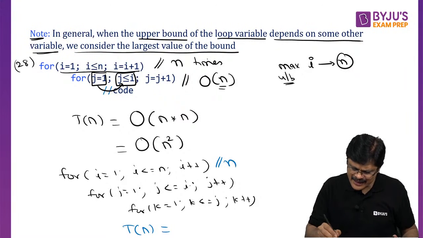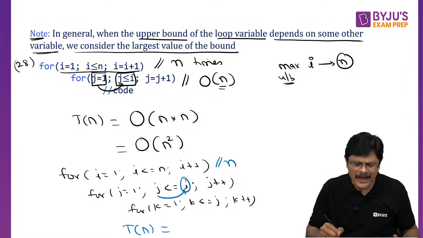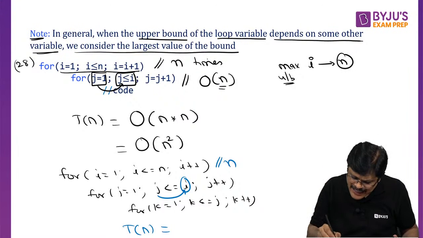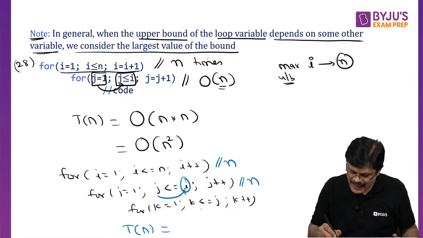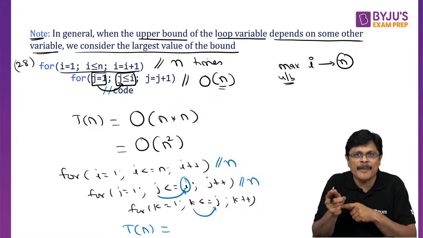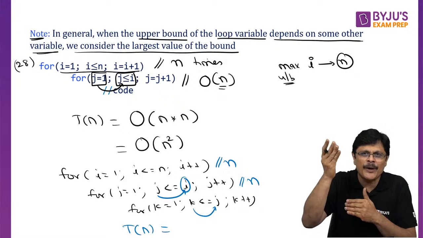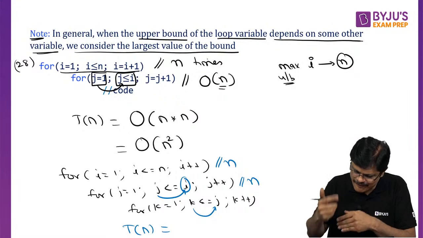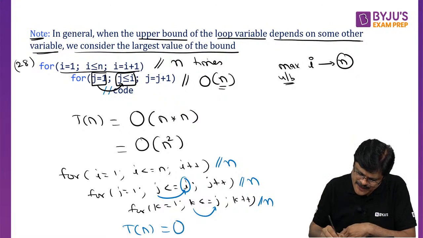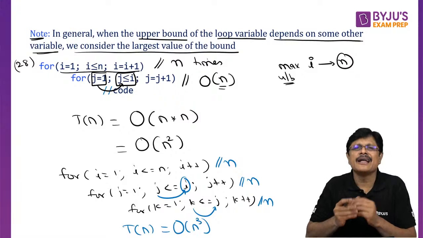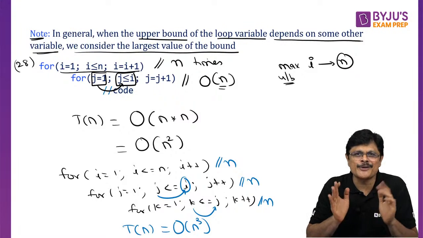Same, here it is n, and for j what is the upper bound? I's maximum value is n, therefore it is n. And for k, j is the upper bound, and j varies maximum up to I, so we take the upper bound of I only for k also. This is n, so it is big O of n cube. This is the trick which generally people follow, sir.